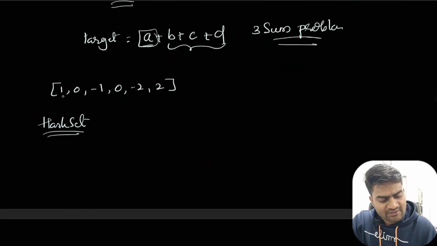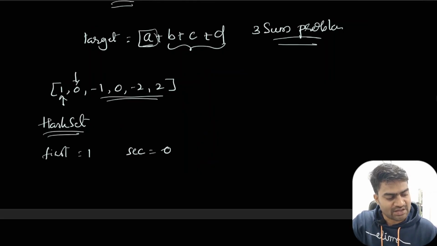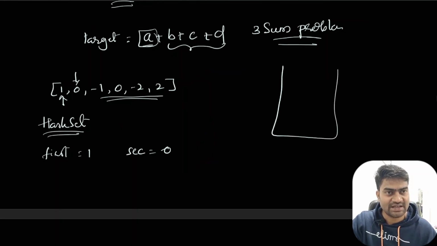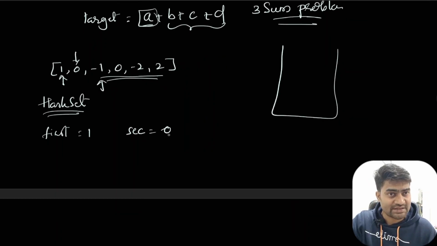So now I will fix my first number here and this is my second number. The first number will be 1 and the second number will be 0. Now in the remaining numbers, I will use a hash set. I will start from -1. If my first number is 1 and second number is 0, then what is my total target? Total target is 0.